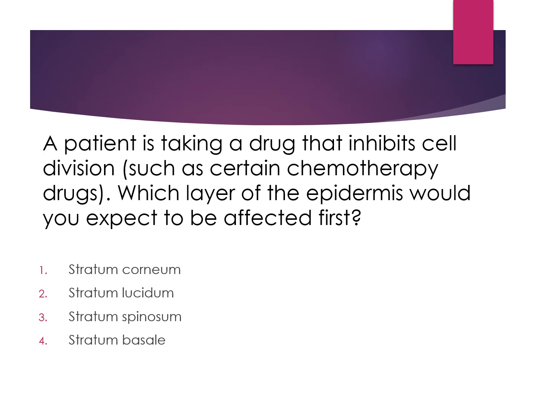Okay, now let's take a look at two questions that are similar to ones that appear on exam number 2. Here's the first one. A patient is taking a drug that inhibits cell division, such as certain chemotherapy drugs. Which layer of the epidermis would you expect to be affected first? Would that be the stratum corneum, the stratum lucidum, the stratum spinosum, or the stratum basale? Pause the video and join me when you think you've got the right answer.